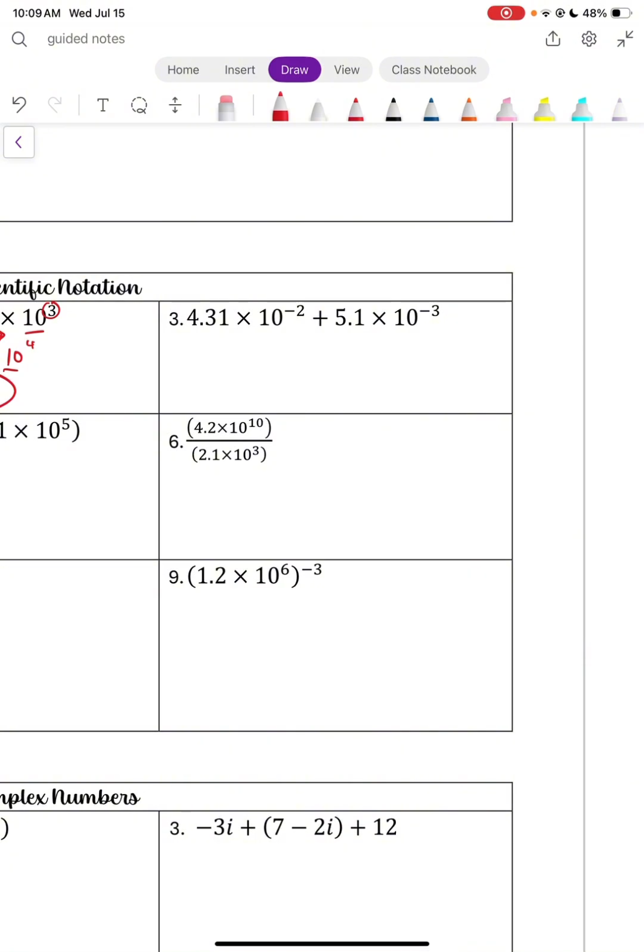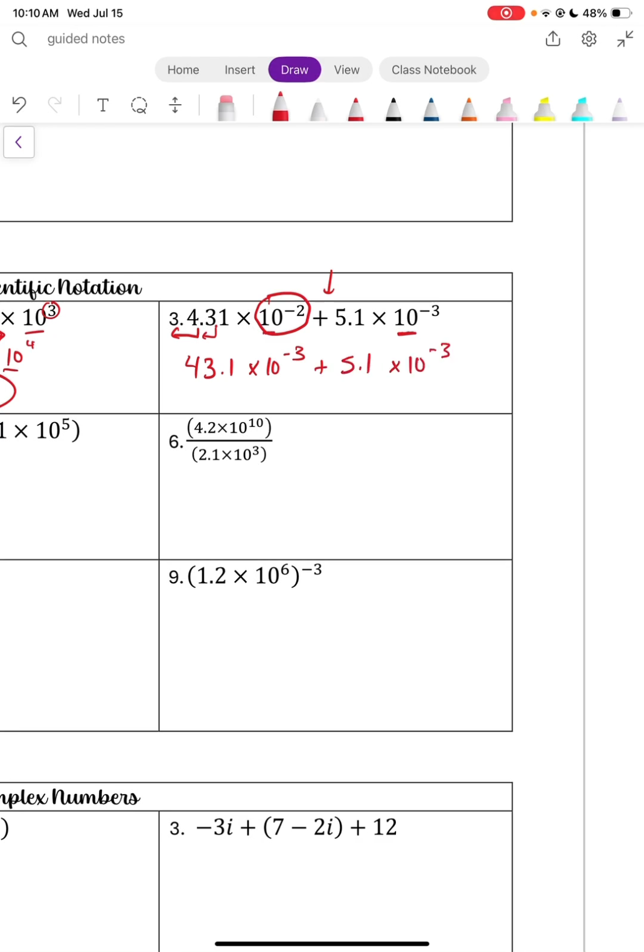Next one's a little bit trickier. Again, you're adding these together. These are not alike, so we've got to change them to where they are alike. I'm going to work this one the long way. I'm actually going to change the first one. It doesn't matter which one you change. 10 to the negative 2 means I've got to take my decimal and move it 2 places left. However, to make that 10 to the negative 3, if I put it here, now I've got to move it 3 places to the left. So that's what we want to do: 43.1 times 10 to the negative 3 plus 5.1 times 10 to the negative 3.